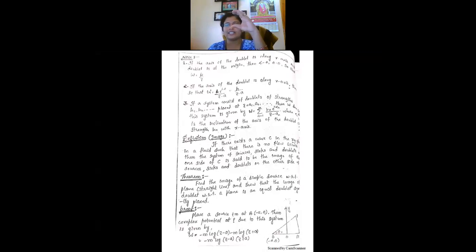Let us consider this as a core. This part is nothing but your core, and your source and sink are on this core. When you keep your source as well as a sink together, you can call this a doublet, which is formed by the source and sink.